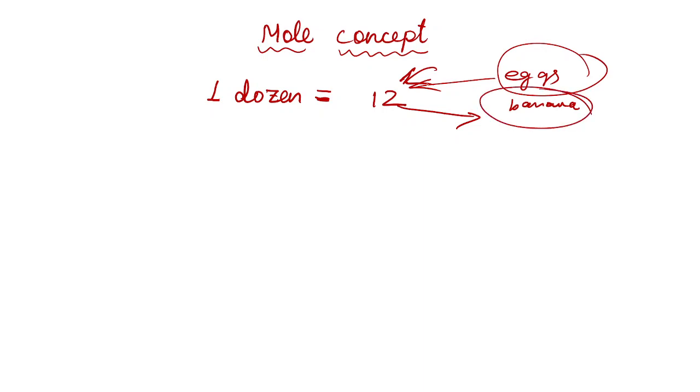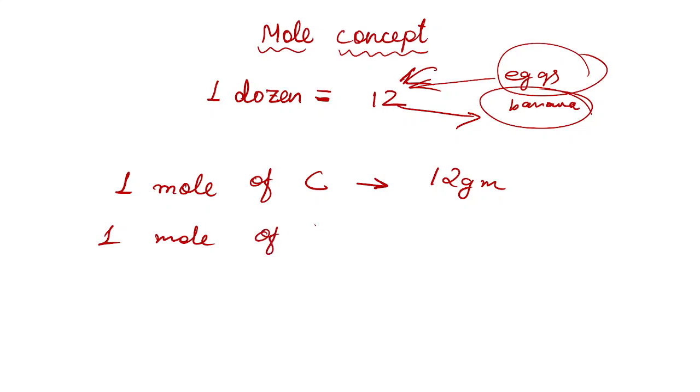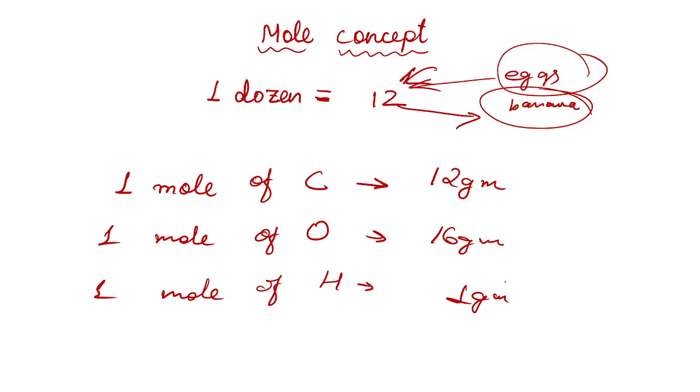Similarly, for the ease of our chemistry, this mole concept was drawn, and it says that 1 mole of any substance in gram is always equal to its molar mass. So if I am saying 1 mole of carbon, then that will be equal to 12 gram. If I am saying 1 mole of oxygen, that will be equal to 16 grams. If I am saying 1 mole of hydrogen, that will be equal to 1 gram. So this is your mole concept here.